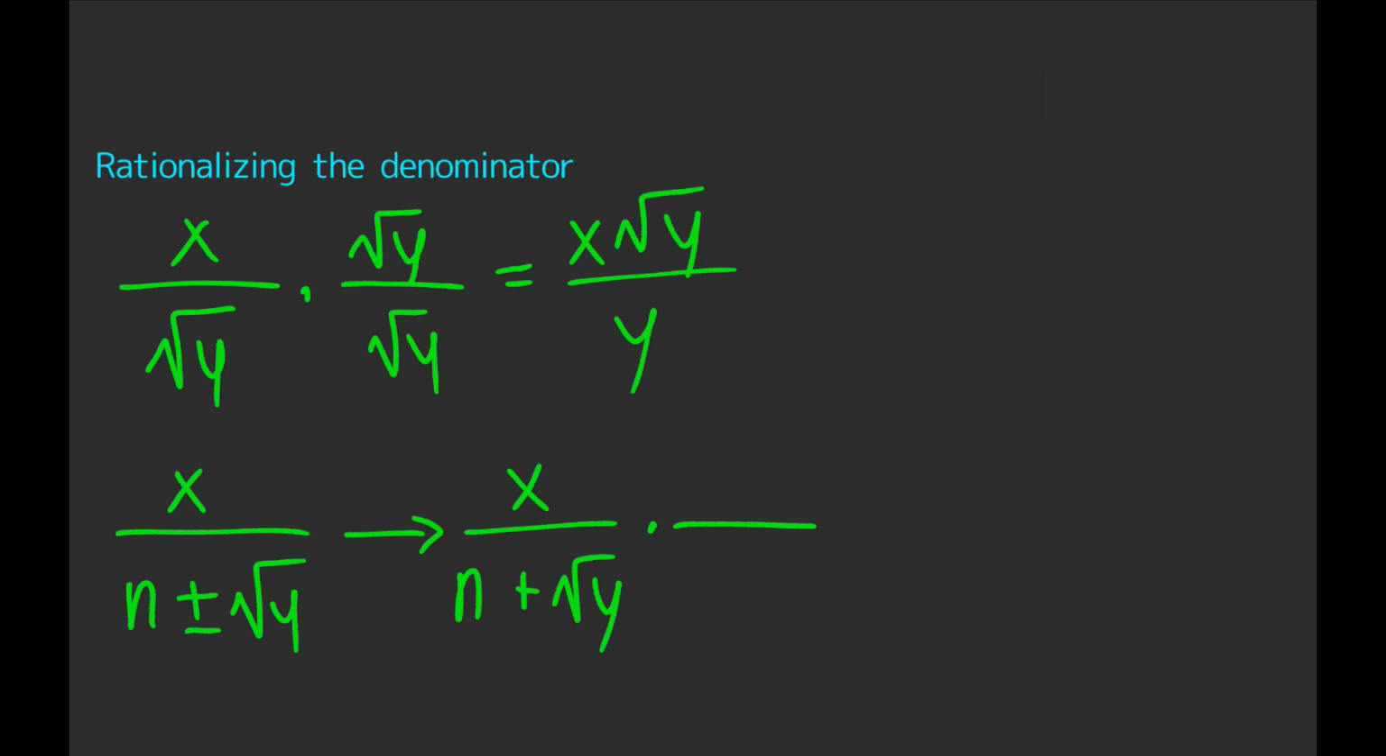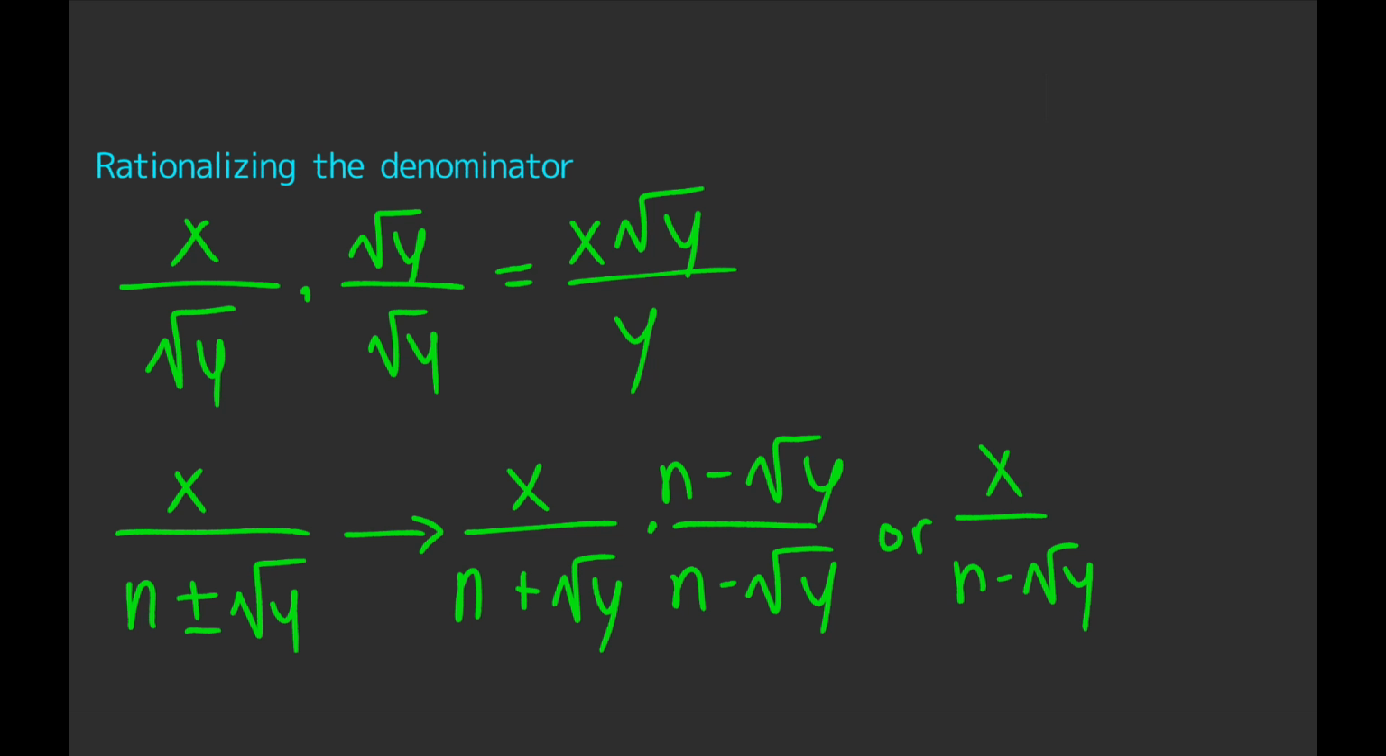I'll show you. So we're going to multiply the top and the bottom by n minus the square root of y. And as I said before, notice how we flip the sign, but not for the n. The n will still be positive, but we only flip the sign in front of the radical. So that is if the radical is positive in our denominator. If the radical is negative, it's going to be very similar. If we have x over n minus radical y, we're going to multiply the top and the bottom by n plus radical y. And again, you see that we are taking the conjugate, which is the sign flipped.